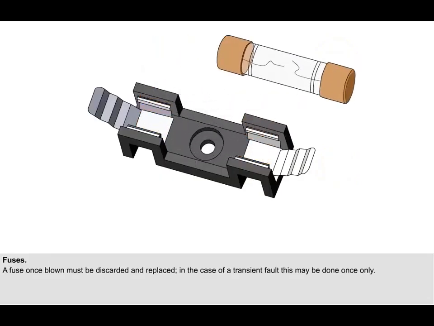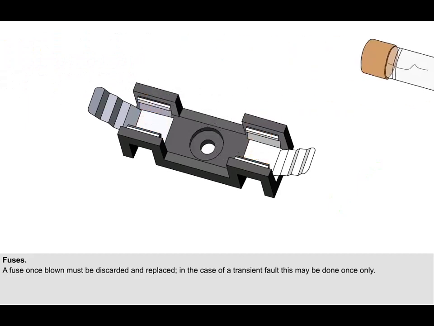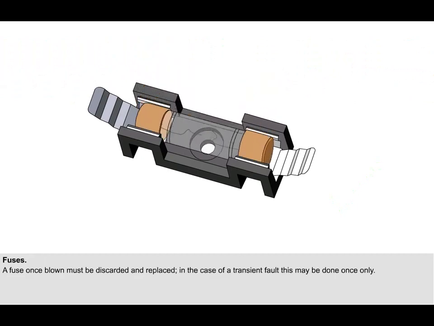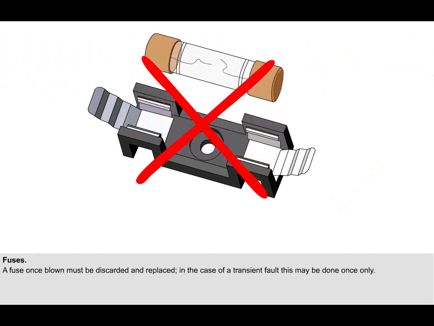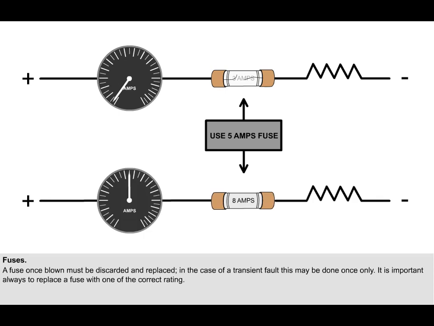A fuse, once blown, must be discarded and replaced. This should be done once only. If the fuse blows again, the fault must be investigated and corrected before a further replacement fuse is fitted. It is important always to replace a fuse with one of the correct rating. Using a replacement fuse of a lower rating will cause it to blow prematurely, while using one with a higher rating will leave the circuit vulnerable to excessive current and the subsequent risk of overheating.